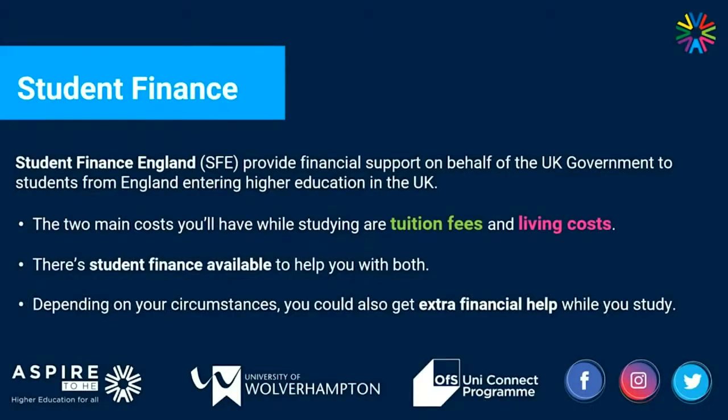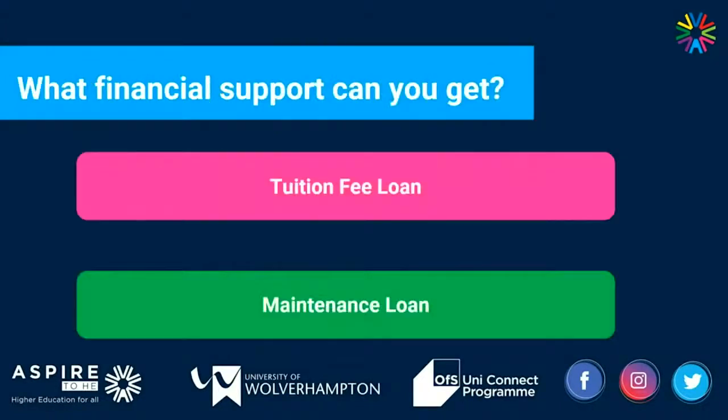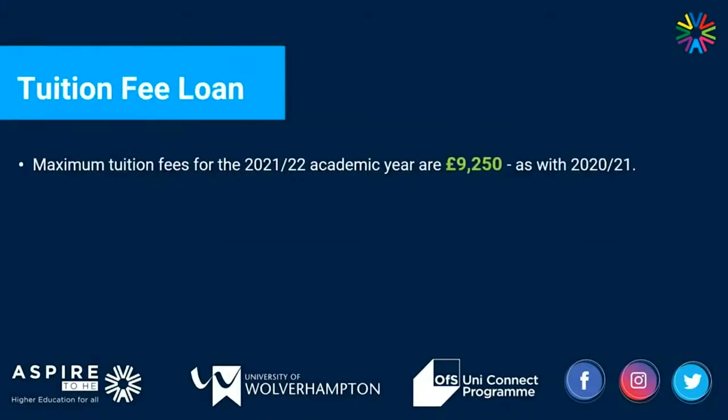For instance, there is support for those who have children, support for those who have a disability, and also support for those studying certain courses linked to the NHS, such as midwifery or nursing. Two of the main things that students apply for when they are going to university are a tuition fee loan and a maintenance loan. For the 2021-2022 academic year, the maximum amount a university can charge you for your course is £9,250 per year. This remains the same fee as it was for the previous academic year.